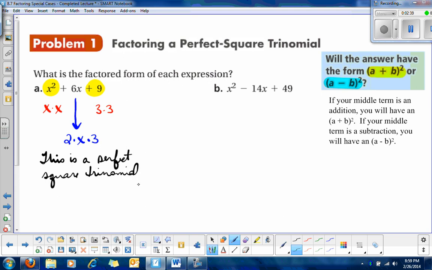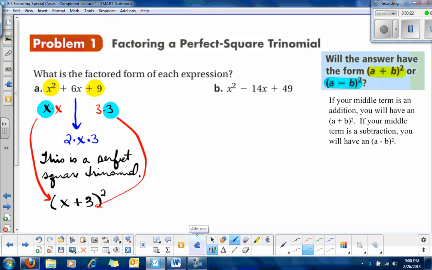Now, we need to know, is it going to be an a plus b or an a minus b quantity squared? Well, because it has an addition for the middle term, it's going to be an a plus b quantity squared. So all we do is just write it. So we have x plus 3 quantity squared. Now, where did I get those? Well, of course, you can see it right here. We have one of those and one of those, and those are going to become part of our binomial. And you just square it.